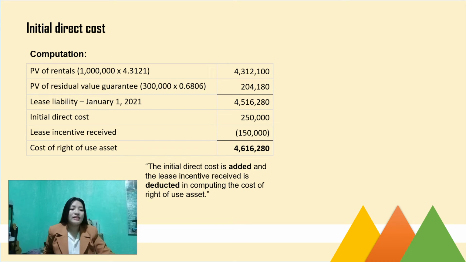So to get the cost of right of use asset, i-add natin yung initial direct cost and we will less the lease incentive received. So 4,516,280, add natin yung 250,000, then deduct natin yung 150,000, that will give us an amount of 4,616,280.